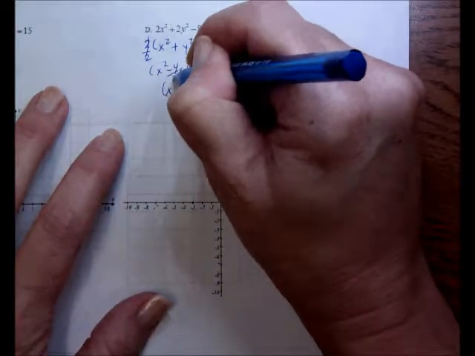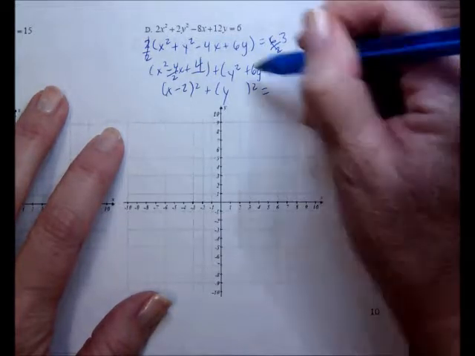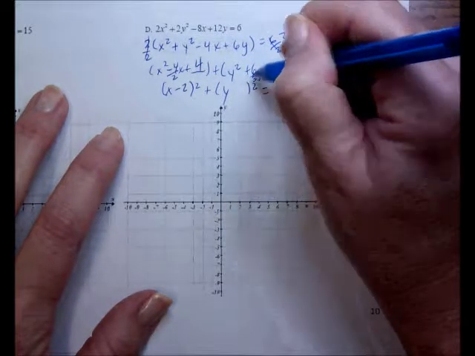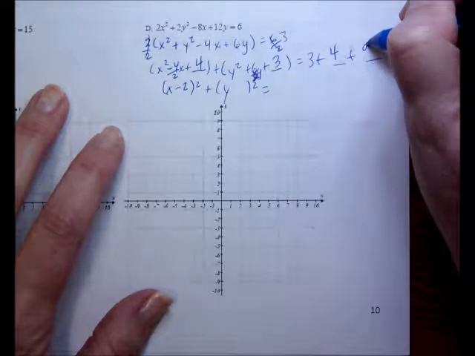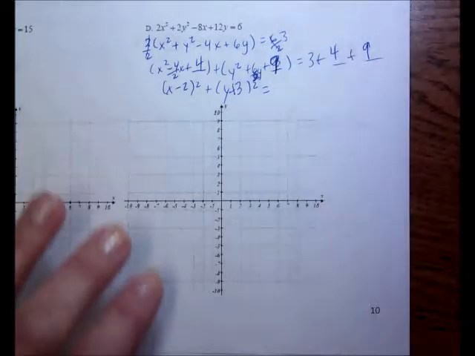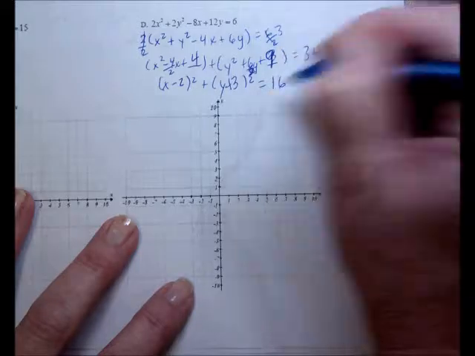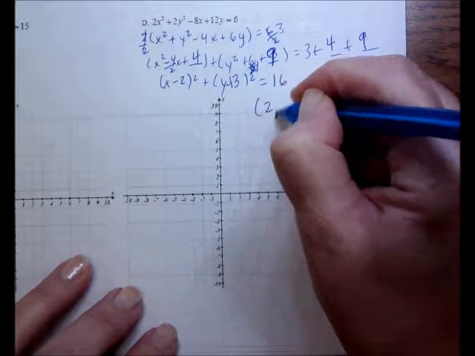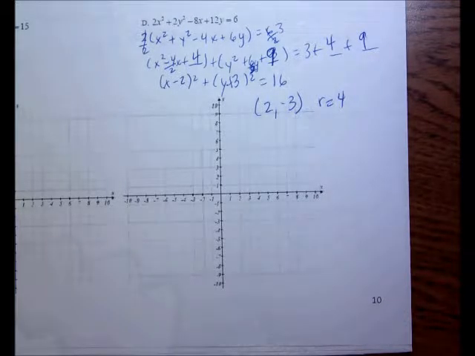Here, negative 4 divided by 2 is negative 2. Negative 2 squared is 4. 6 divided by 2 is 3. And then 3 squared is 9. Okay, so then my equation looks like this. And my center is 2, negative 3, and my radius is 4. So hopefully that helps you along.